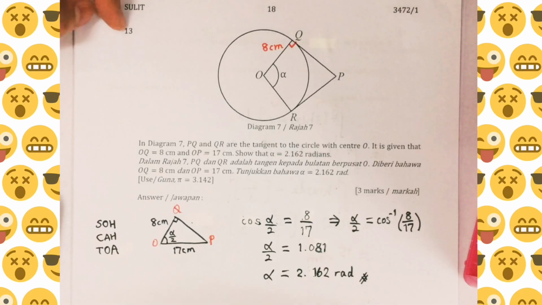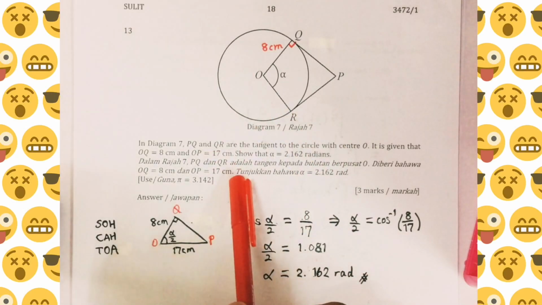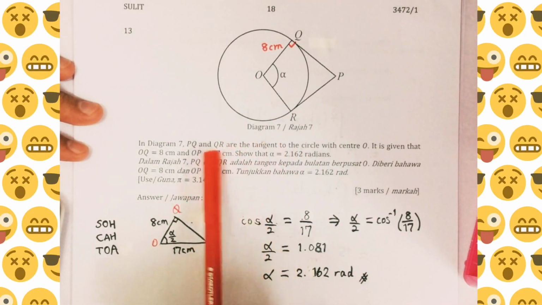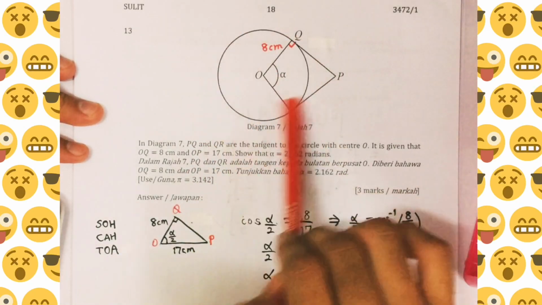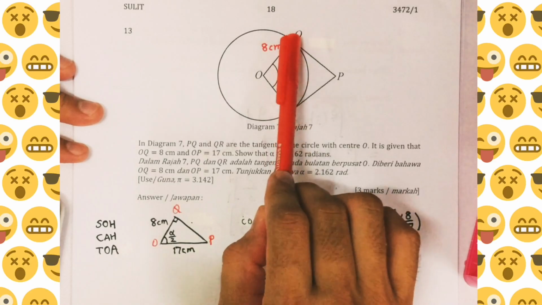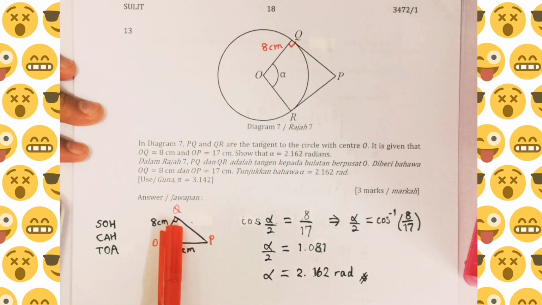Okay, now this is question number 13. This is about circular measure. First, you have to read the question carefully. It says PQ and QR are tangents to the circle. Any tangent touching a circle will make a 90 degree angle at the intersection point. So this angle will be 90 degrees.